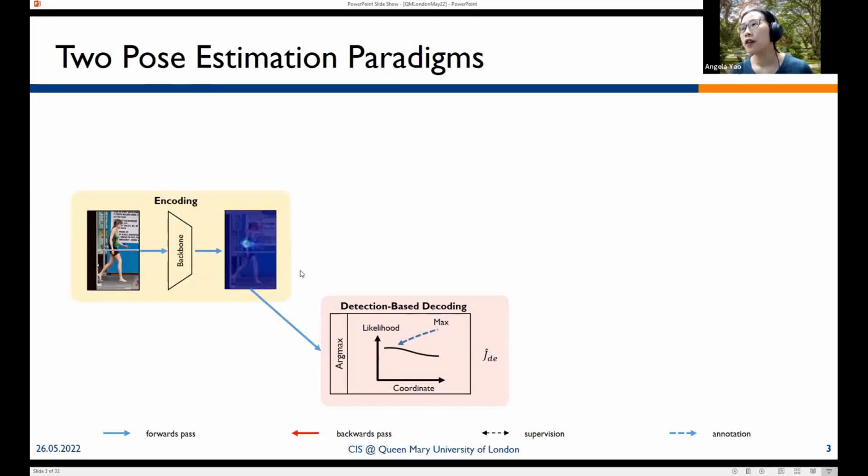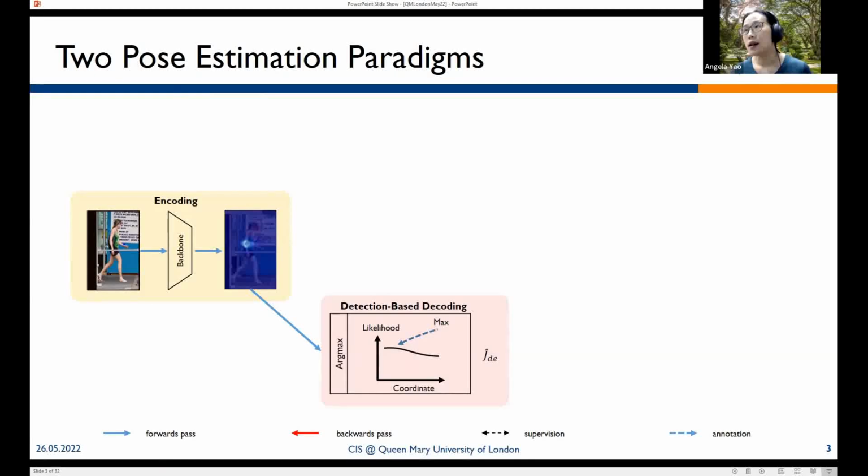And then the 2 different variants that we're considering, the first is a detection-based decoding. And the reason why this is considered detection-based is because you want to isolate that specific pixel, which represents the most likely location for that joint. And so the way we would do this is to take an argmax, as we're illustrating here.